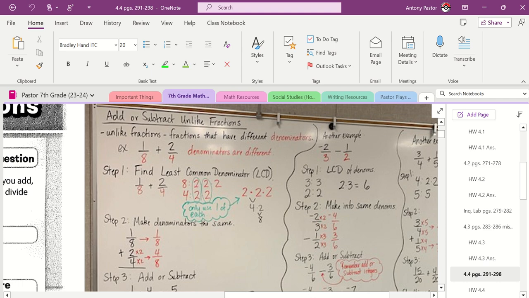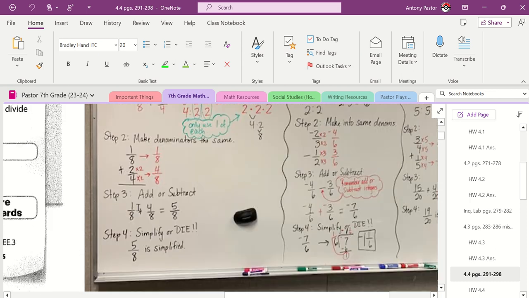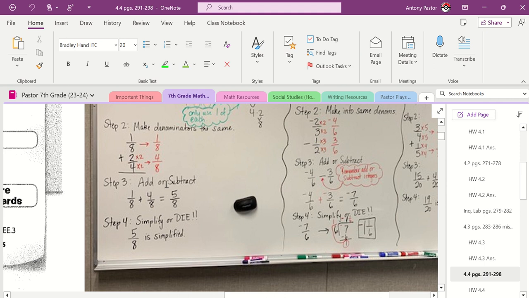So again, unlike fractions are fractions that have different denominators. Example that we used was 1/8 plus 2/4. Denominators are different. We are going to find the least common denominator, the LCD, in order to be able to solve this. We converted 2 and 4, or 2/4, to become 4/8, just like it says here. Then I could do 1/8 plus 4/8, which equaled 5/8. Again, with the simplify or die, 5/8 is simplified. Therefore, our answer is 5/8.